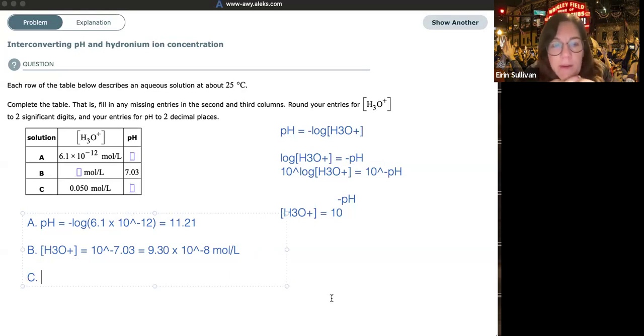Okay, so then C, I've been given the concentration in moles per litre, so I have to calculate my pH. So pH is minus log of my concentration, which was 0.050, and that works out to be, to 2 decimal places, 1.30 for the pH.